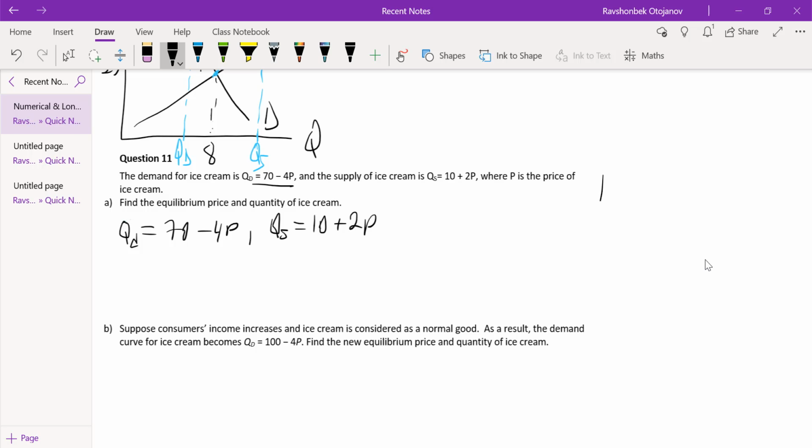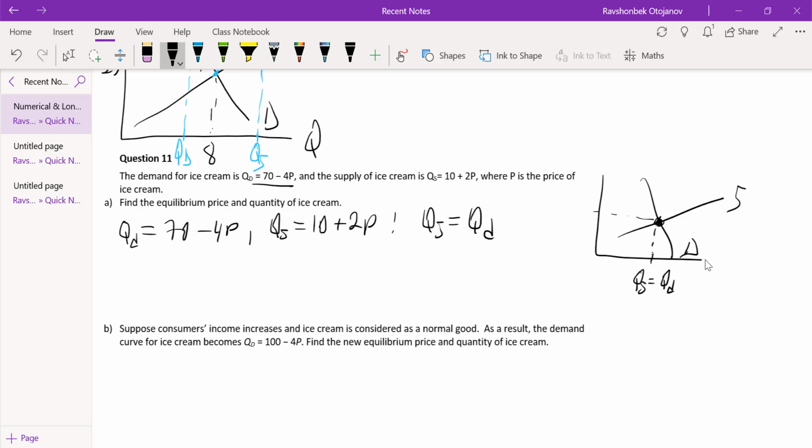Now, if you remember, in equilibrium quantity demanded equals quantity supplied. At this point, this is the point where demand and supply cross, and we have quantity demanded and quantity supplied equal. So using that equality, what we do is just set the equations equal to each other.